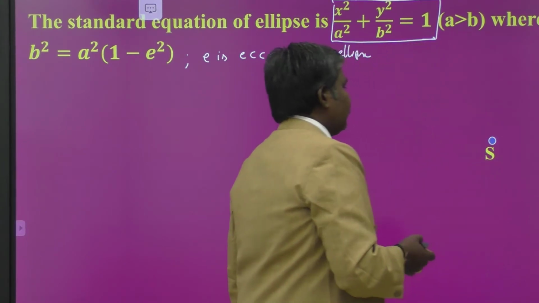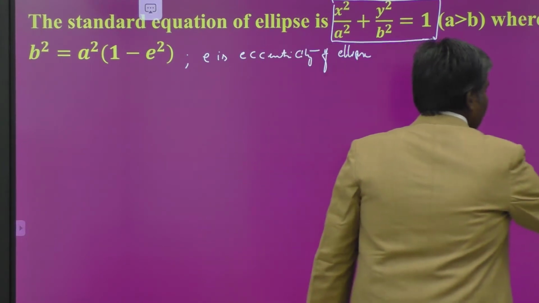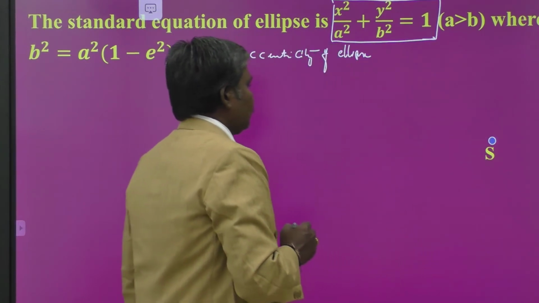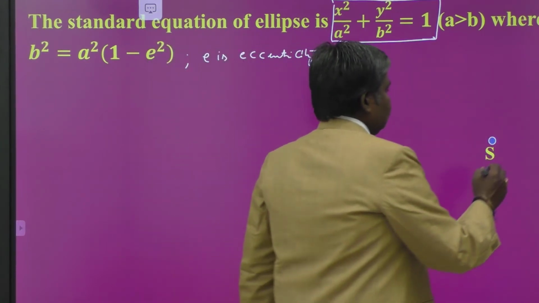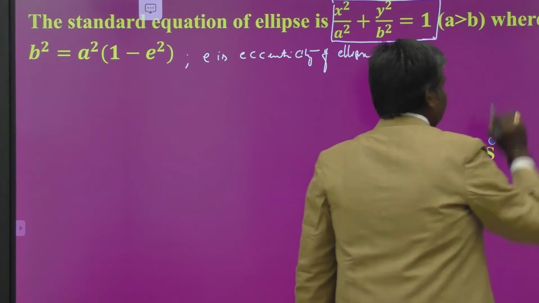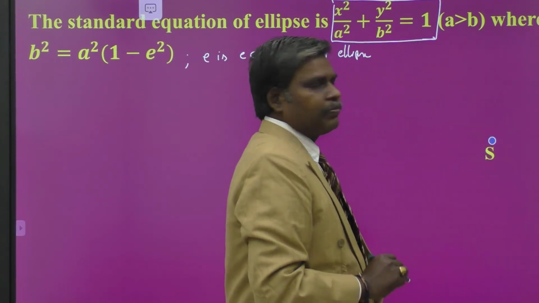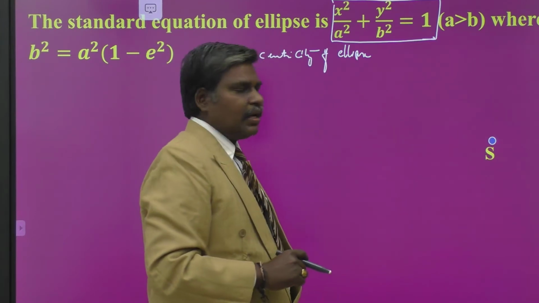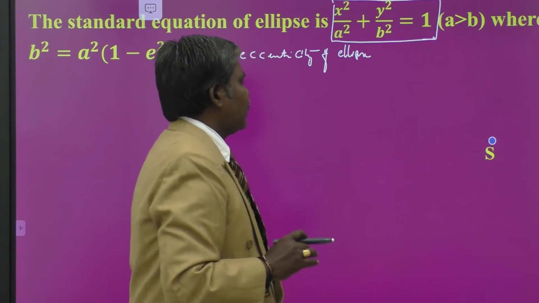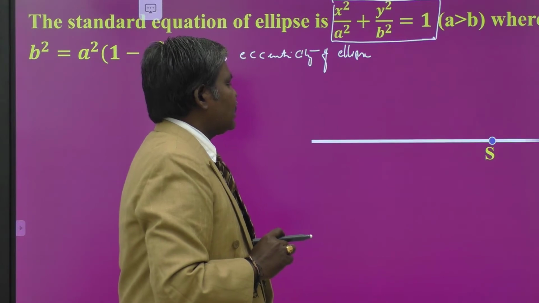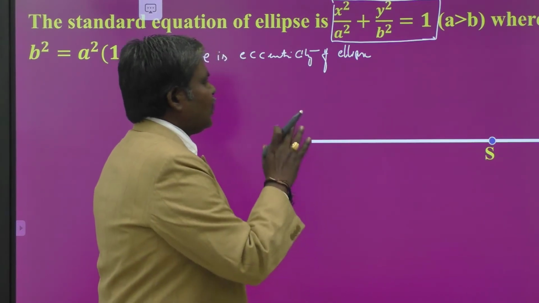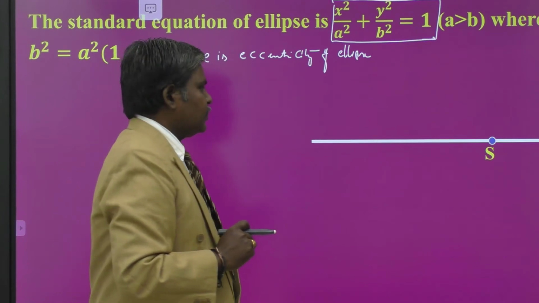This S is the focus of my parabola, ellipse, and L is the directrix. Okay, S is your focus, L is the directrix of the ellipse. Draw line SZ perpendicular from S to your line L. This is Z.